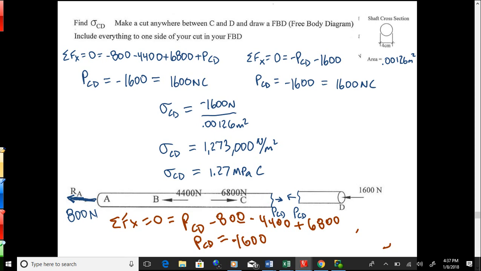Okay. So that's, I guess, the first thing to know about strengths. We'll be doing this a lot. We cut inside of things. We find those internal forces. That's what we do. Okay.